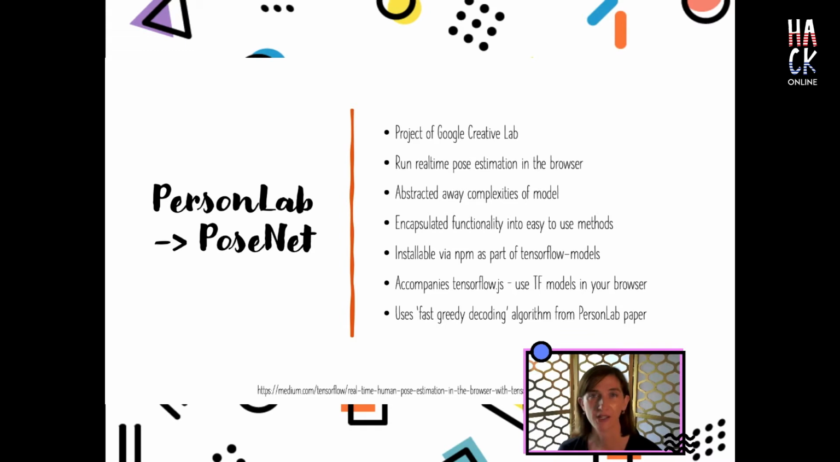PoseNet is actually a project of Google Creative Labs, and it runs real-time pose estimation in the browser. It abstracts away the complexities of the PersonLab model and creates a basic JSON structure that we as developers can use. It encapsulates functionalities into easy-to-use methods that we can just grab and use.